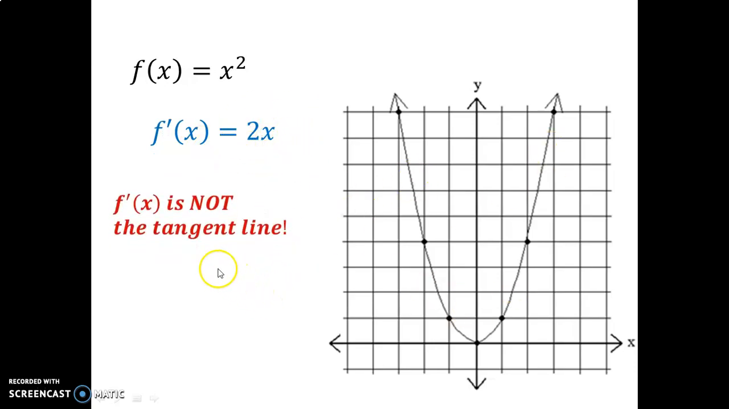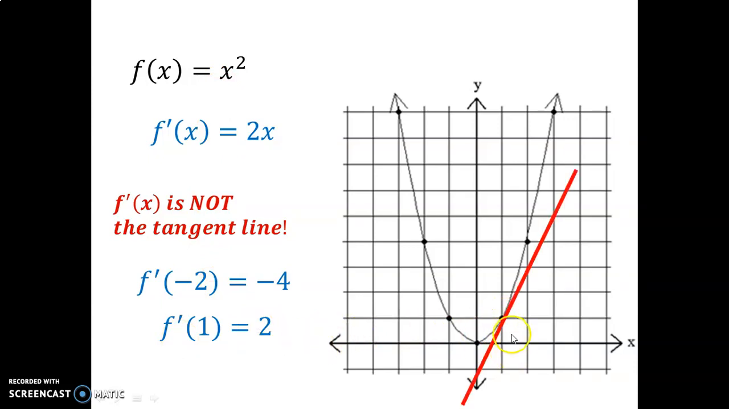Just a reminder, f prime of x, the derivative, is not the tangent line, right? Okay, let's say I put negative 2 into f prime, and I get negative 4. That means the slope at negative 2 is negative 4. And then I put 1 into the derivative function, and I get 2. That means the slope when x equals 1 is 2.